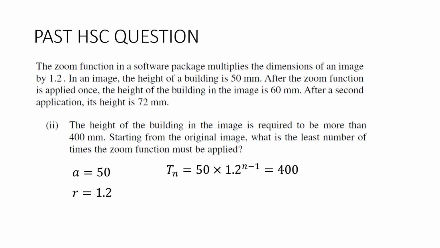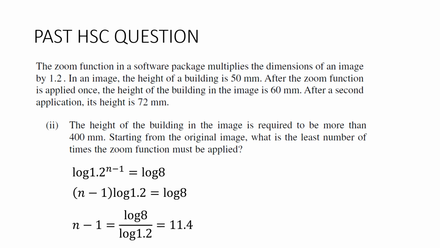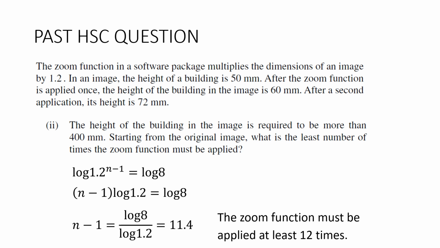Okay, divide both sides by 50. 1.2 to the power of n minus 1 is equal to 8, and again take logs of both sides. So log of 1.2 to the power of n minus 1 is equal to log 8. Here's our third log law, so bring the n minus 1 down the front and divide both sides by log of 1.2. So n minus 1 equals log 8 divided by log 1.2, which is 11.4. Now we want the image to be more than 400 millimeters, so 11 zoom functions is not going to do it. We need to zoom in 12 times.